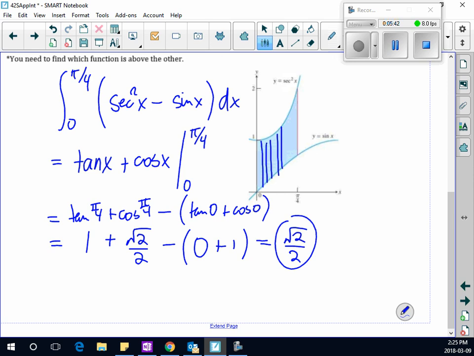Because the higher would be the area. Yeah, and then... Yeah, okay. So do you see why this works the way it does?